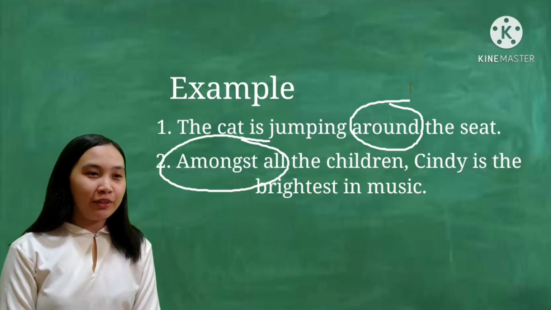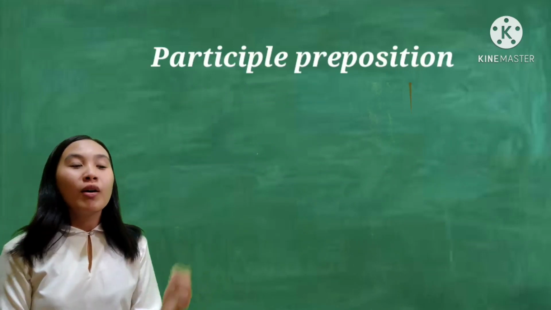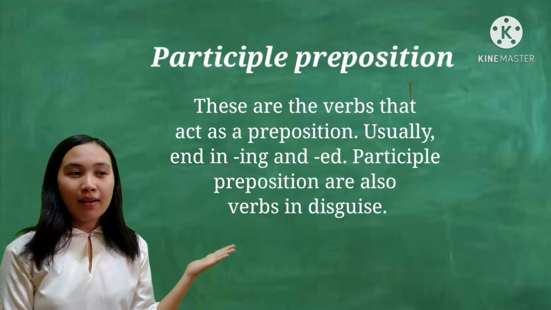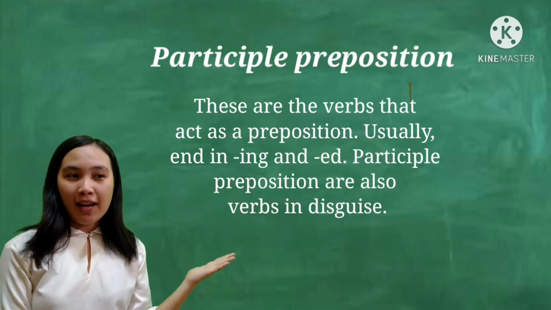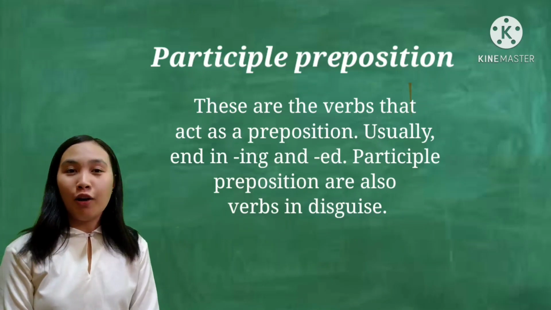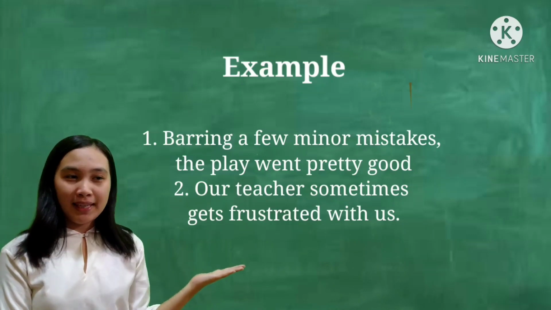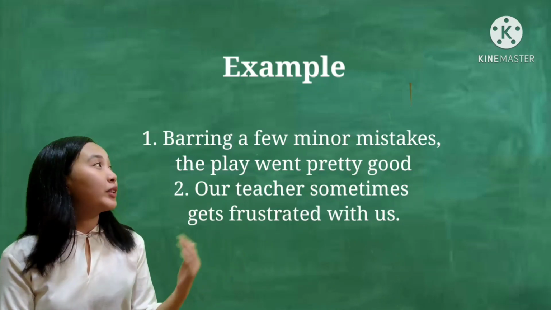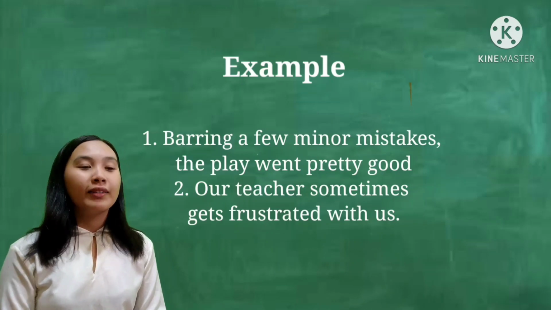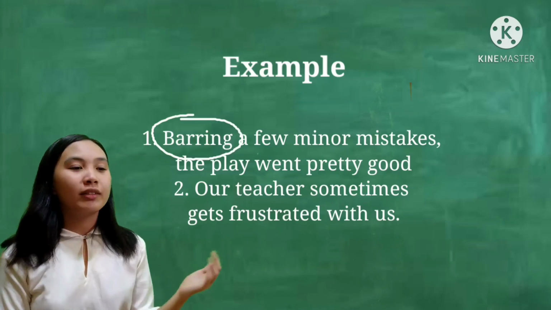So, next, let's proceed to the fourth type of preposition, which is the participle preposition. When we say participle preposition, these are the verbs that act as a preposition, usually ending in ing and ed. So, participle prepositions are also verbs. For example, barring a few minor mistakes, the play went pretty good. So, what is the participle preposition in the sentence? That's right, the participle preposition in the sentence is the word barring.